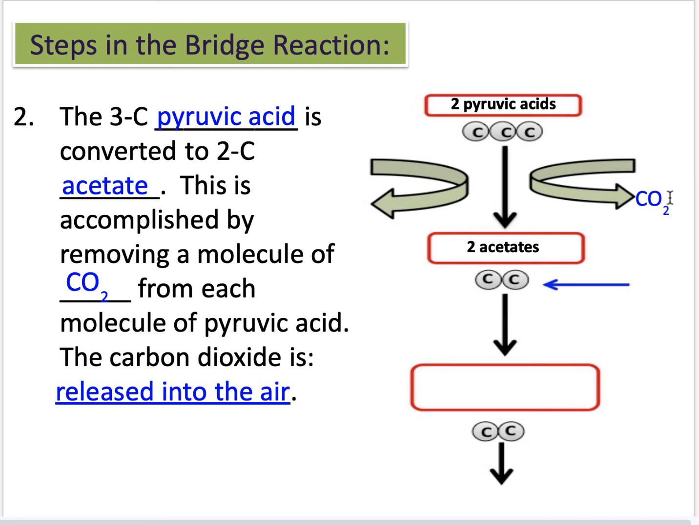So that is considered, when the glucose is broken down, it takes glucose and it takes oxygen and it makes carbon dioxide, water, and ATP. So here is some of that carbon dioxide that gets made by breaking off one of these carbons from the pyruvic acid. The 3-carbon pyruvic acid is converted to a 2-carbon acetate. This is accomplished by removing 1 molecule of CO2 from the molecule of pyruvic acid. The carbon dioxide is then released into the air.